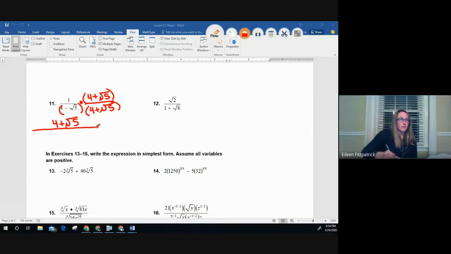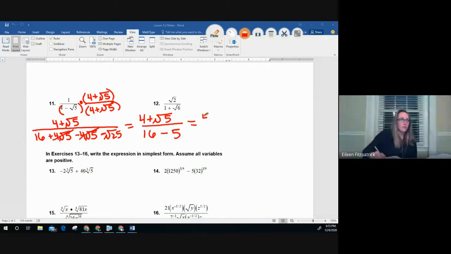But your denominator, when you FOIL, 4 times 4 is 16. 4 times root 5 is a positive 4 root 5. Negative root 5 times 4 is a negative 4 root 5. And negative root 5 times positive root 5 is negative root 25. All right, so I have 4 plus root 5 over 16 minus, these cancel, and root 25 is just 5. So I have 4 plus root 5 over 11, and that's your simplified answer.